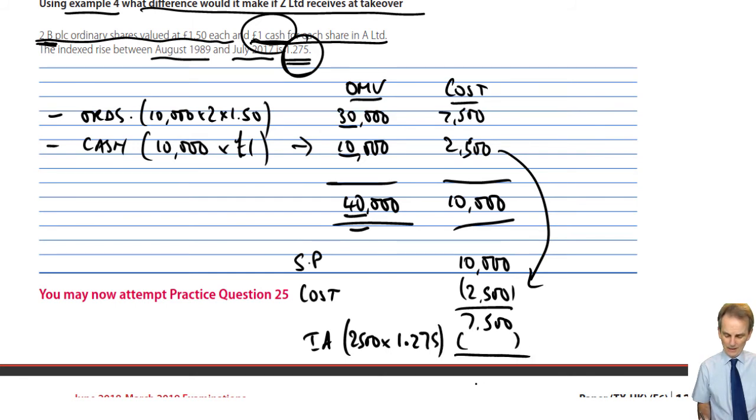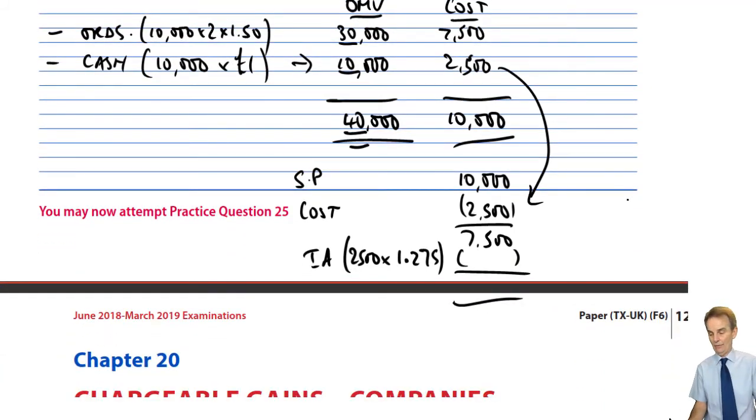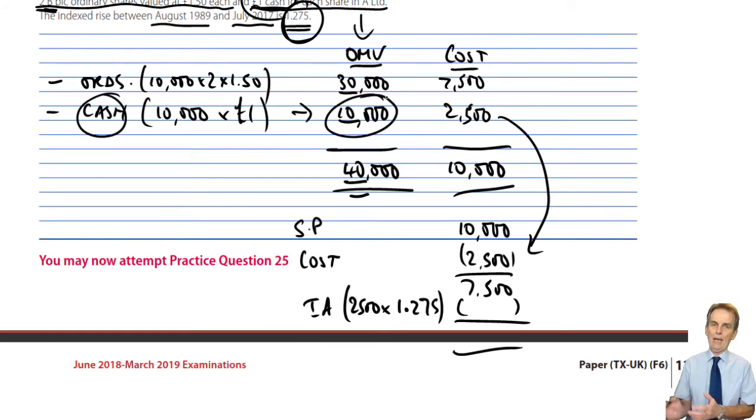Multiply it through, get your indexation allowance, and the job is done. You have your chargeable gain. Now again, hopefully we've seen what we've done there. List out the market values of what we received. This time, because cash is one of them, that means that in relation to the cash received, there will be an immediate gain. If you've got cash, then there is an immediate gain.